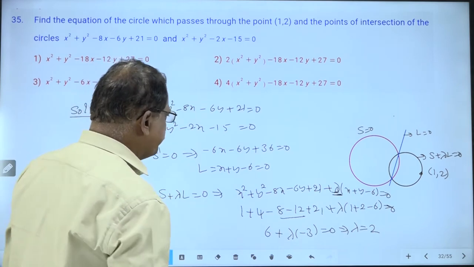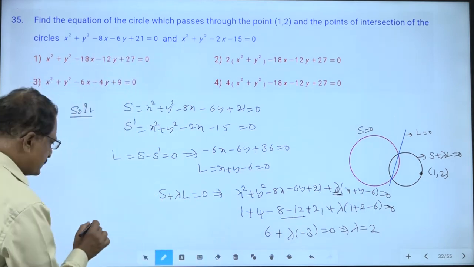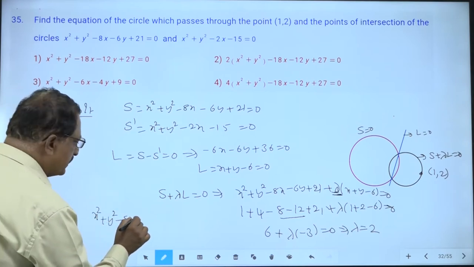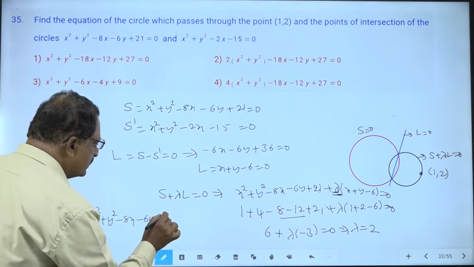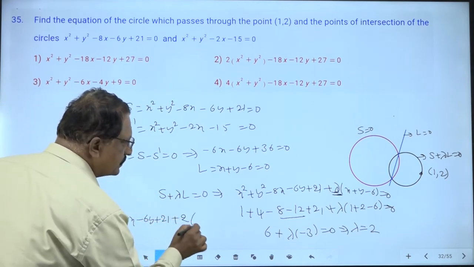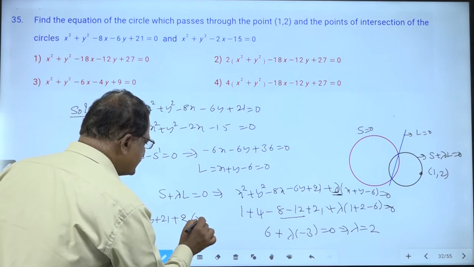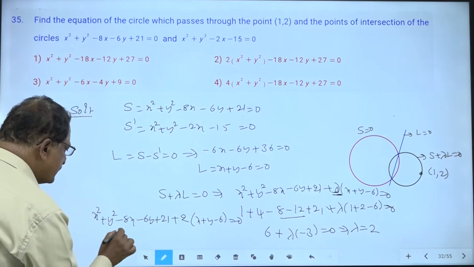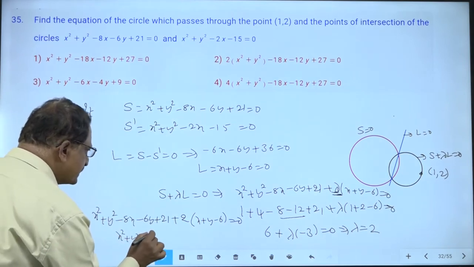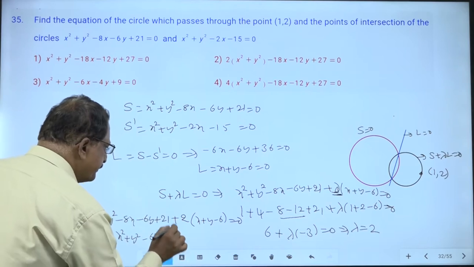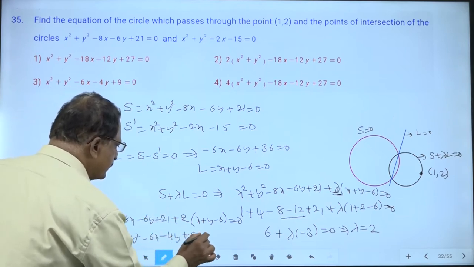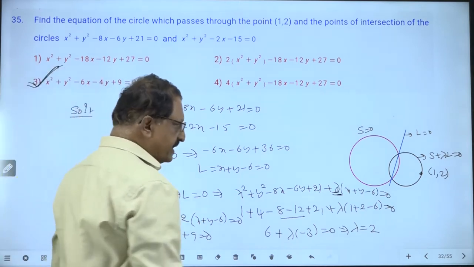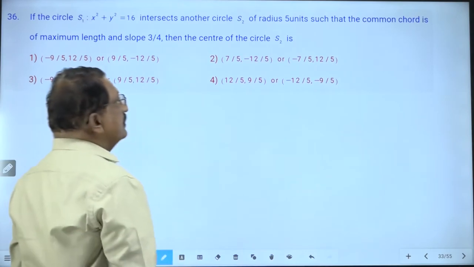Required equation of the circle: x square plus y square minus 8x minus 6y plus 21 plus lambda, which is 2, times (x plus y minus 6) equals 0. Now, further simplify: x square plus y square minus 6x minus 4y plus 9 equals 0. Yes, the third option is correct. Option 3 is the required circle equation.